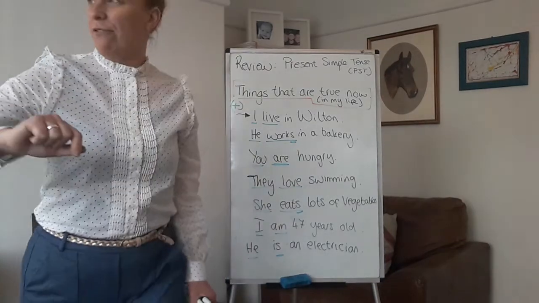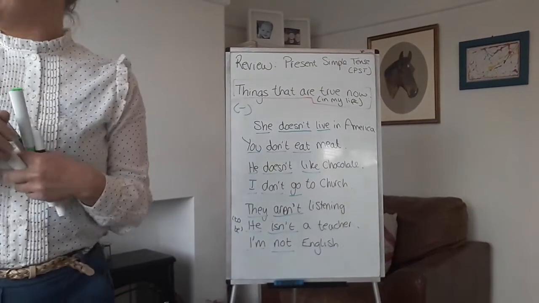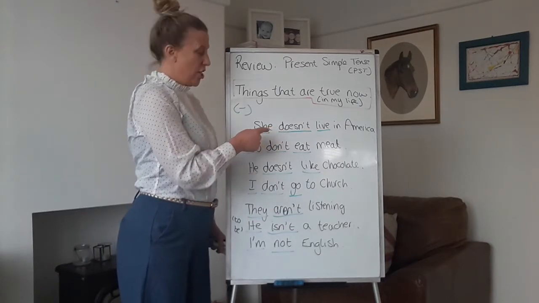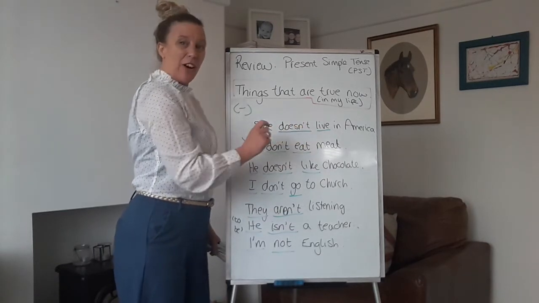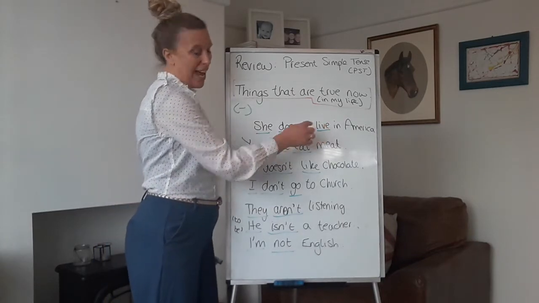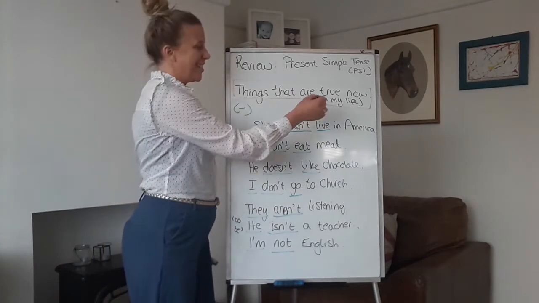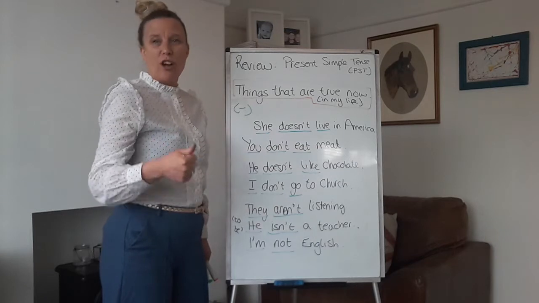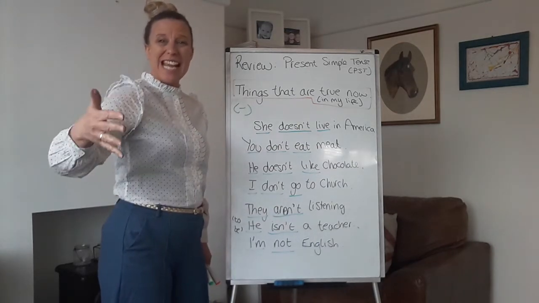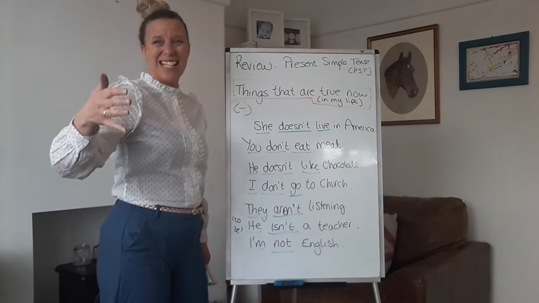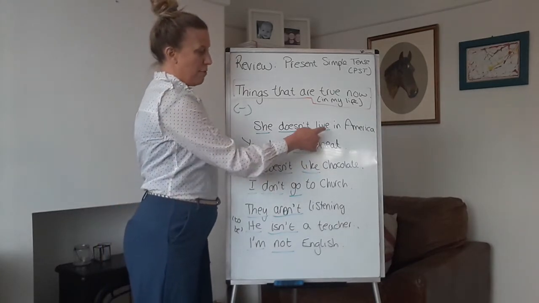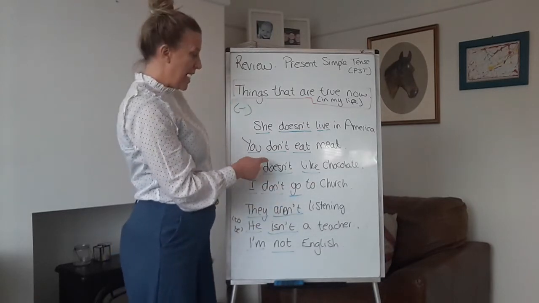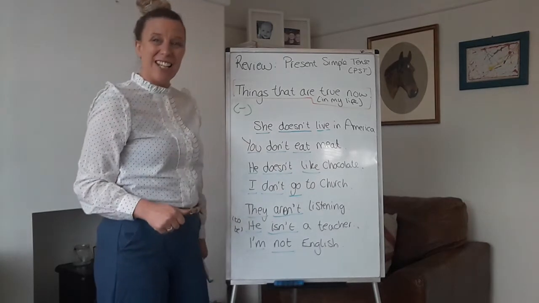Okay, so with negative sentences, again, don't forget, with he, she, it, it's doesn't. She doesn't live in America. And then the base form of the verb, no s on there because we put the s in here. You don't eat meat. I don't, you don't, they don't, we don't, he doesn't, she doesn't, it doesn't. But still the base form of the verb for all of them in the negative. I don't go to church. He doesn't like chocolate.